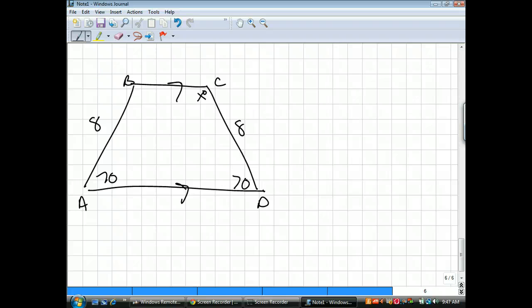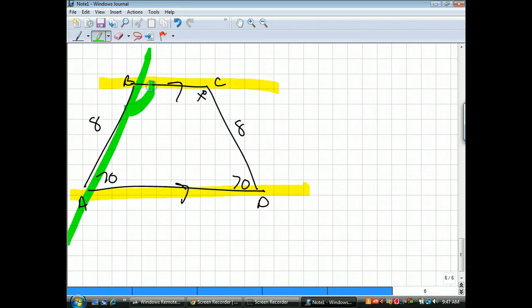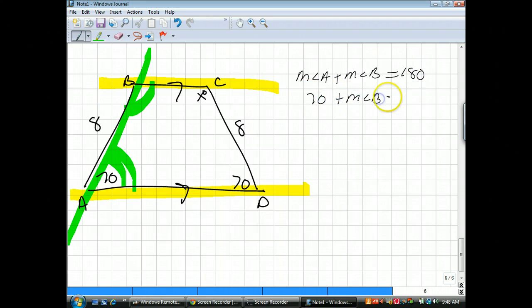Okay. And we know that since this is parallel to this, then this would be my transversal. And so this angle, angle B, and this angle, angle A, have to be supplementary. So we know measure of angle A plus measure of angle B have to equal 180. And we know angle A is 70. So measure of angle B has to be 110 degrees. Okay? But we know that these have to be equal because they're base angles. So measure of angle C is also 110. So X is 110 degrees. Okay?